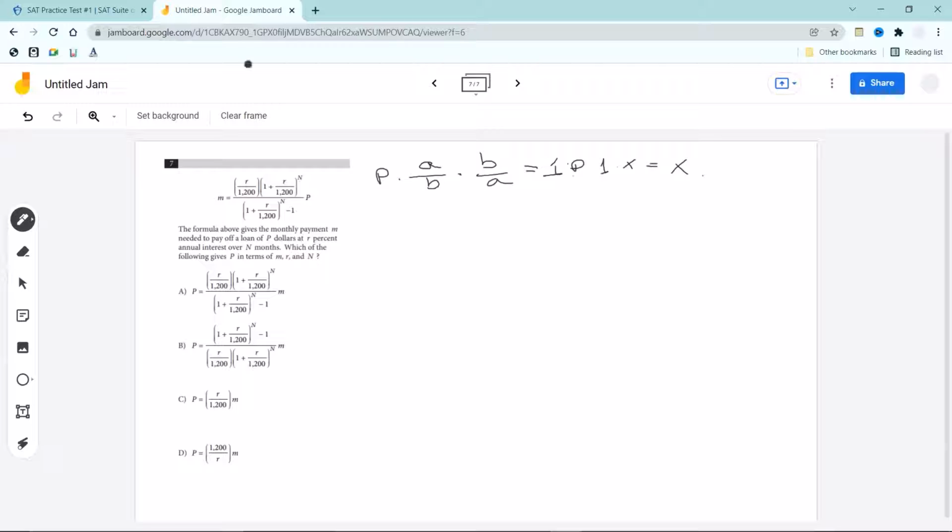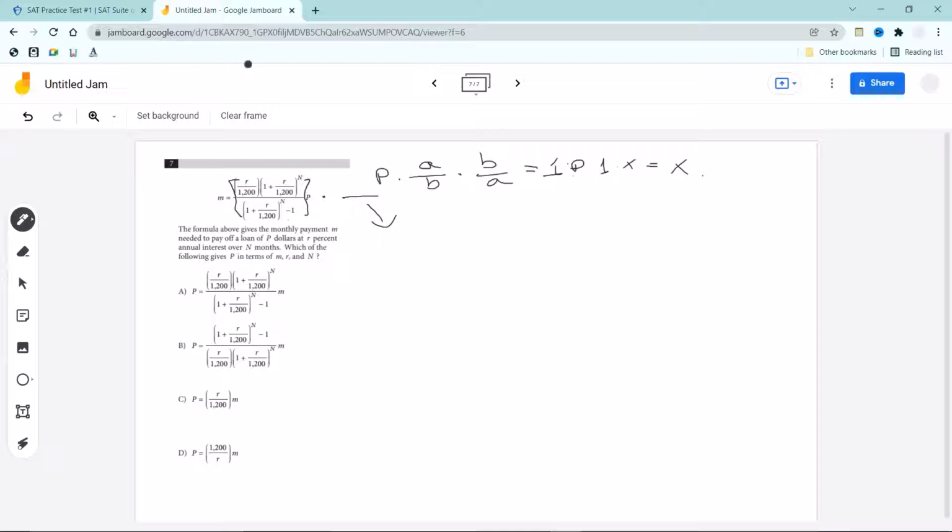So we're going to do the same thing. We're going to isolate P by multiplying this thing by the reciprocal. So we have this R over 1200, whatever. We don't need to read the whole thing because that's not really important. But what we do need to do is notice that we need to multiply by the reciprocal of this part here, on both sides. Because when we multiply by the reciprocal of this on both sides, we'll get P on one side and something else on the other side. So let's do that over here.